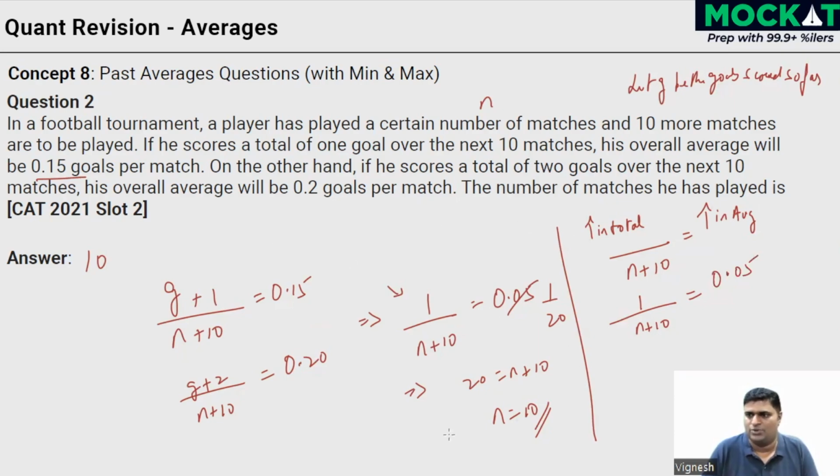You could bypass all of these and land up with this if you're 100% conceptually clear. I'm not expecting this completely in the exam, it's fine. But these are things you can note and you could apply it in different parts, right? So 20 equals N plus 10 and get N equals 10. Just one variable, one equation. Goals you don't need to touch at all. What's the concept again? If an increase in total is triggering an increase in average, increase in total divided by number of terms is the increase in average.